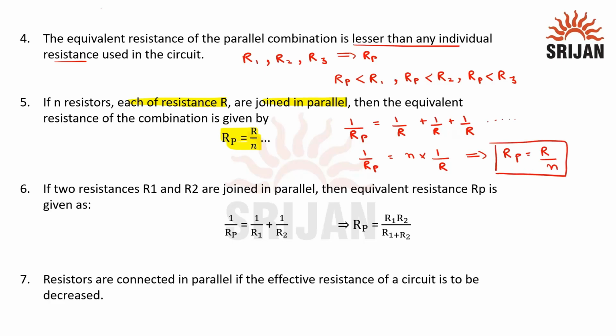Now the sixth point is, if two resistances R1 and R2 are joined in parallel, then the equivalent resistance Rp is given as, so from here we can rearrange it and write Rp as R1 R2 divided by R1 plus R2. Now the last point is, resistors are connected in parallel if the effective resistance of a circuit is to be decreased. So in parallel combination, the equivalent resistance is decreased.